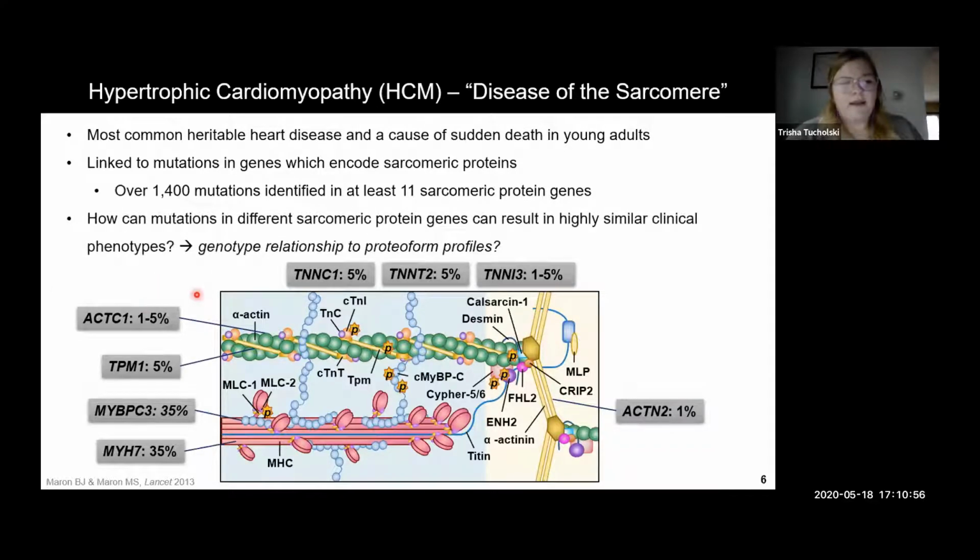And so we wanted to know, even though the genetic basis of this disease has been well studied and is pretty well understood to be linked to a lot of different sarcomeric protein genes, how can these mutations in different sarcomeric protein genes result in highly similar phenotypes? And then additionally, we wanted to ask the question, what is the relationship between genotype and proteoform profiles? So we really wanted to measure these different sarcomere proteoform profiles in heart tissue to understand how they change and what the relationship is to different HCM genotypes.